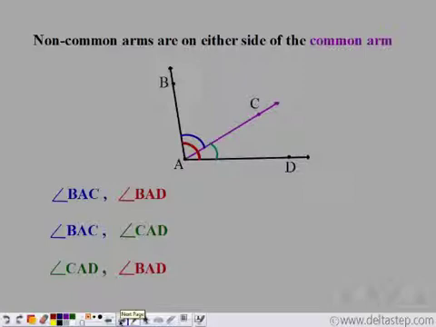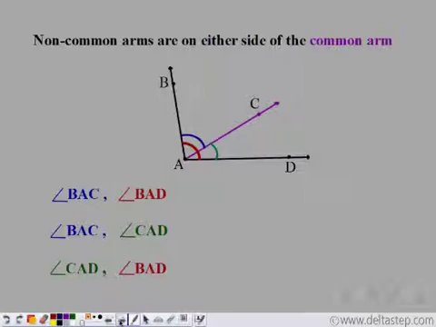What if we have angles like this? We have angle BAC, this angle, angle CAD, which is this angle, and angle BAD, which is this bigger angle. So there are three angles being formed. Which two out of these three form adjacent angles?